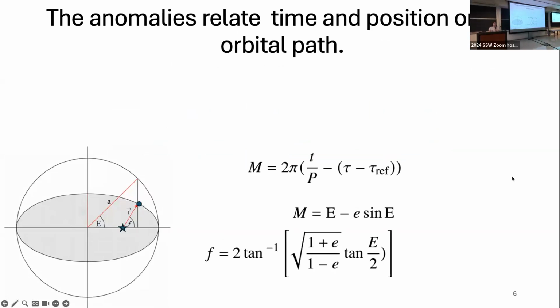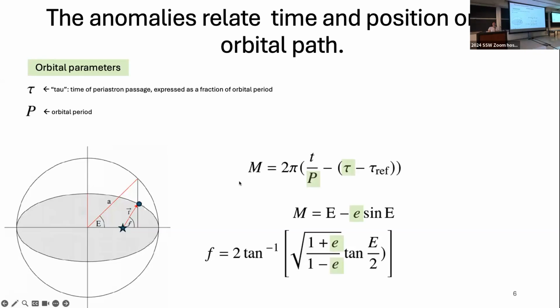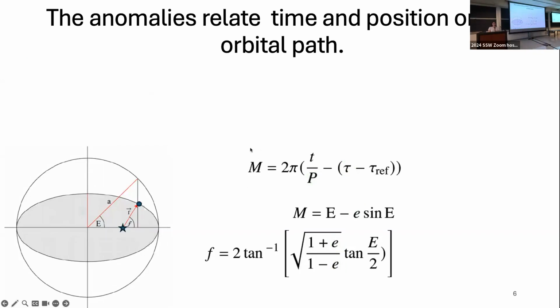Okay, so let's talk a little bit more about the anomalies. The anomalies are things that relate time and position on the orbital path. The first anomaly is called the mean anomaly, and this one is just directly proportional to time. So this one you don't have to do any special math to solve. The nice thing about mean anomaly is that it goes from 0 to 2 pi. It's like an angle, so it's not unbounded the way that time is.